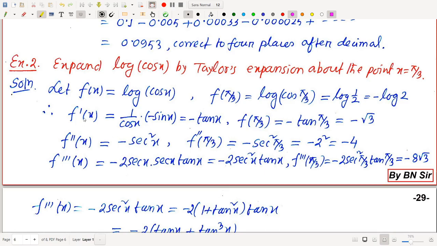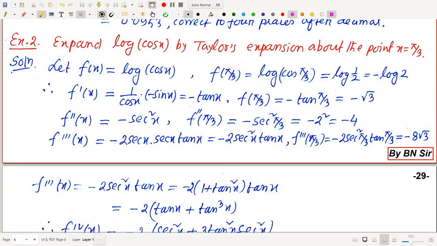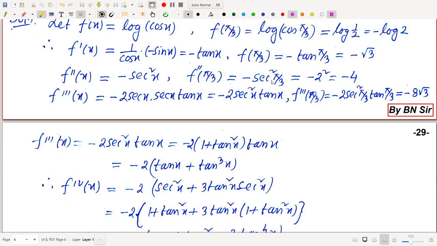f dash x is log cos x, so 1 by cos x into the derivative of cos x, minus sin x, so it is minus tan x. So f dash of pi by 3 is minus tan pi by 3, which is minus root 3. f double dash x, the derivative of tan x is sec square x, so f double dash pi by 3 is minus sec square pi by 3. Sec pi by 3 is 2, so it is 2 square. Minus 2 square means minus 4.